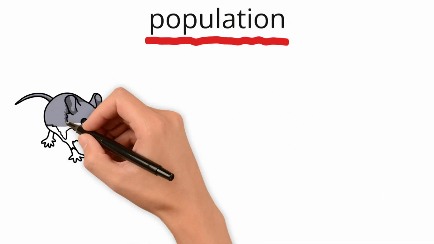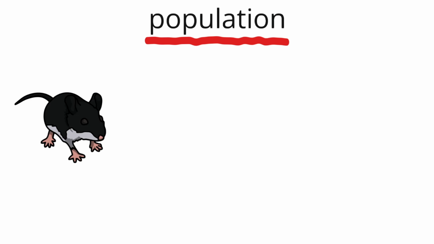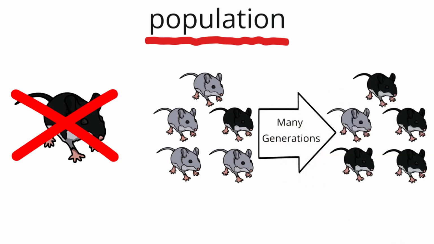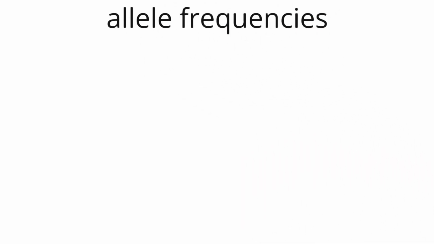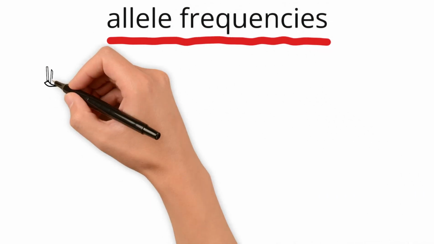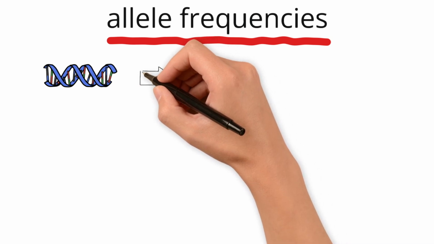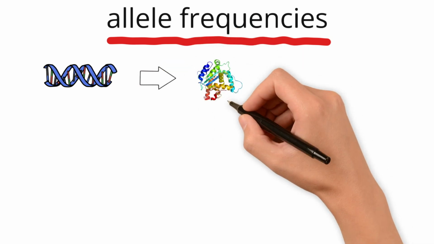Let's start with population. It is important to note that individual organisms do not evolve. Rather, evolution takes place at the population level, or in a group of interbreeding individuals. Next, let's talk about allele frequencies. Genes are recipes in your DNA that tell the body how to make proteins that will determine what you look like and how you function.